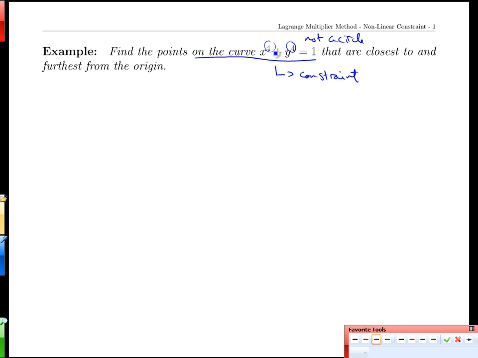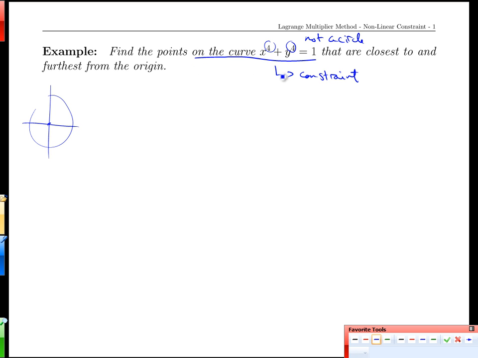So we consider all the points on that curve, some kind of circle-ish type shape. We can walk all the way around it. And we want to find those that are closest to and furthest from the origin. So presumably you've got a nice axis set over here, and some points are going to be closer, others are going to be further.